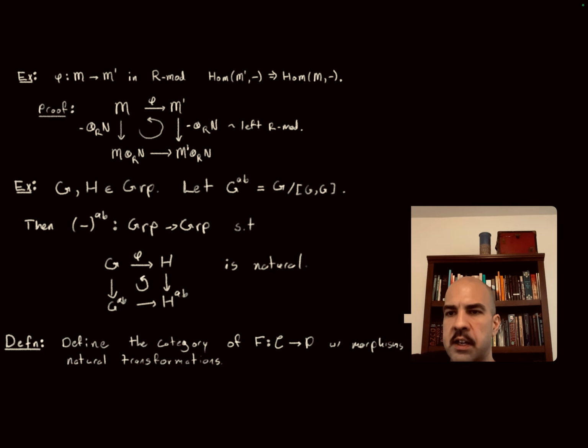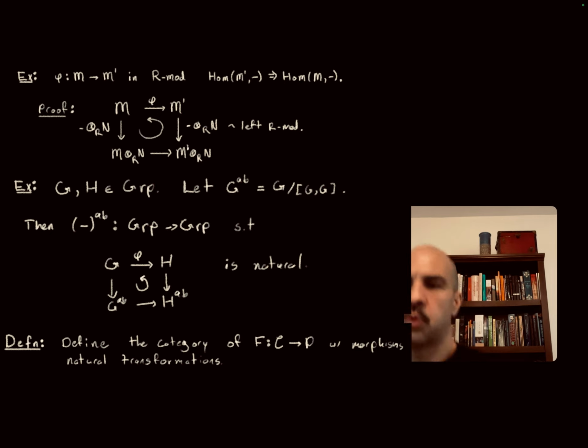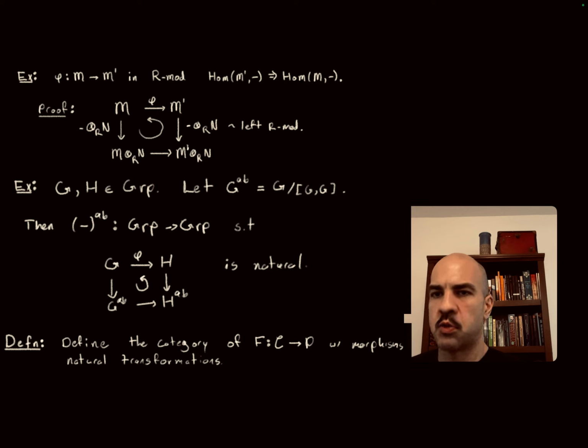So next, let's define a category of functors. If we have a category of functors, what is a morphism between two functors? Well, we define a morphism whenever there's a natural transformation between the functors.